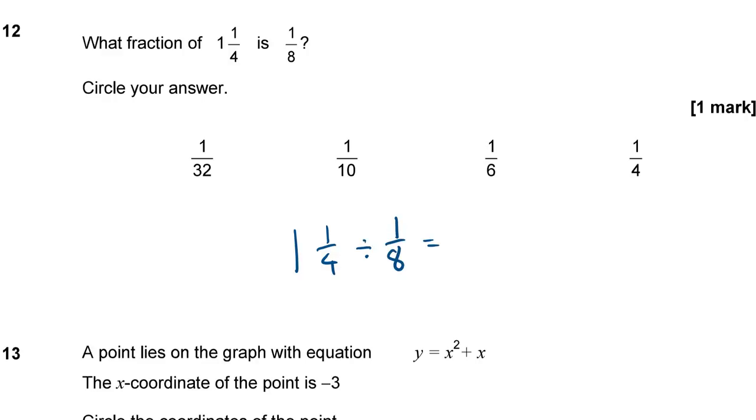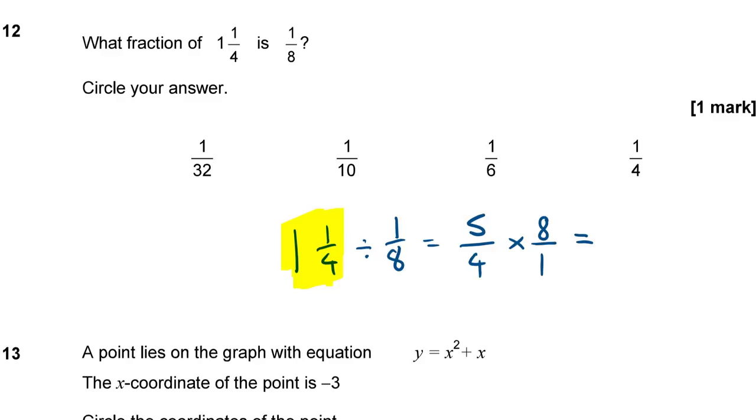Okay, right, so when we're dividing fractions, first off, it's best to write things as top-heavy fractions rather than mixed numbers like this. So 1 1/4 is the same thing as 5/4, isn't it? 1 times 4 is 4, plus 1 is 5. So that becomes 5/4. And dividing by a fraction is the same as flipping it over and multiplying. So I can multiply by 8 over 1. So 5/4 times 8/1.